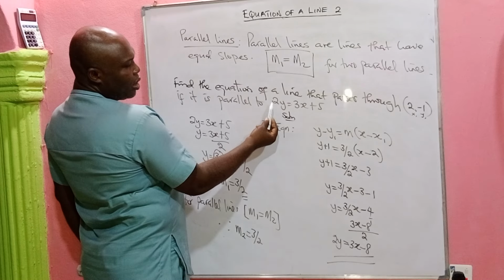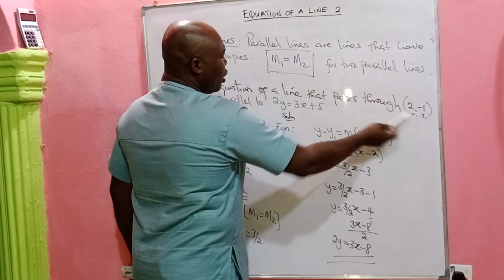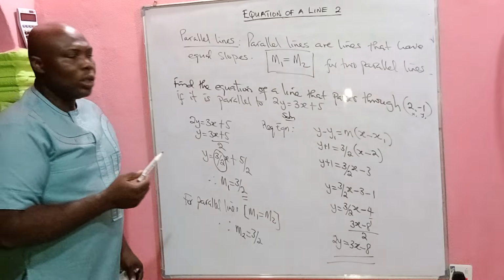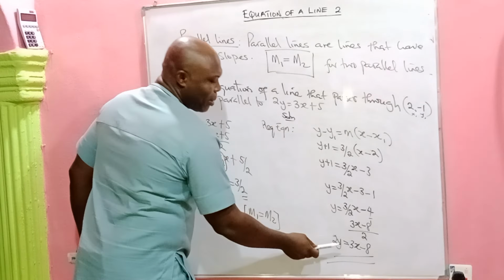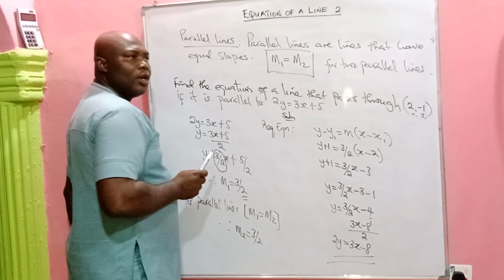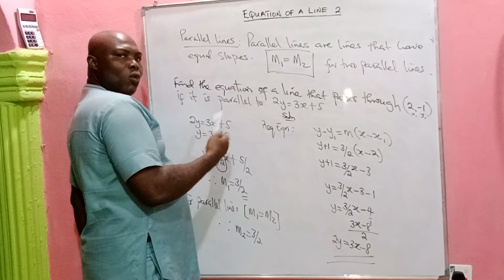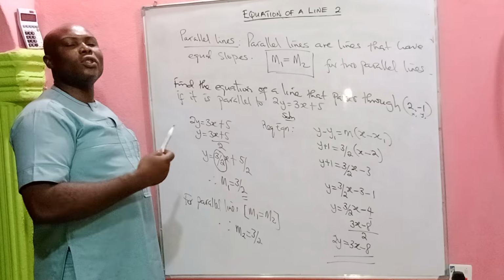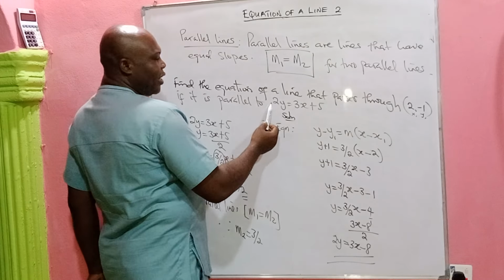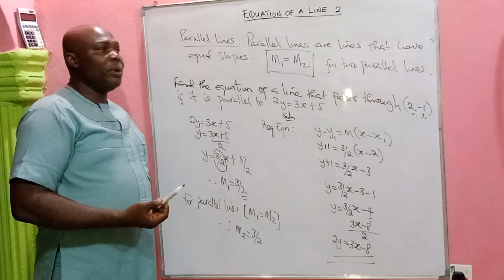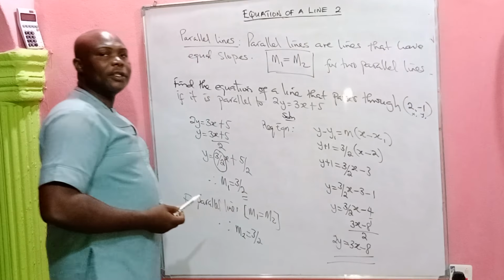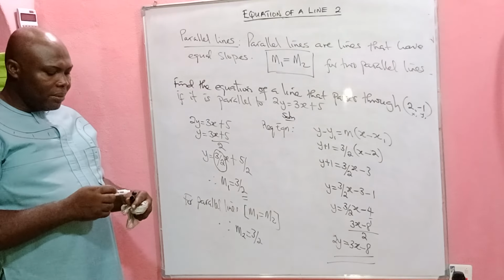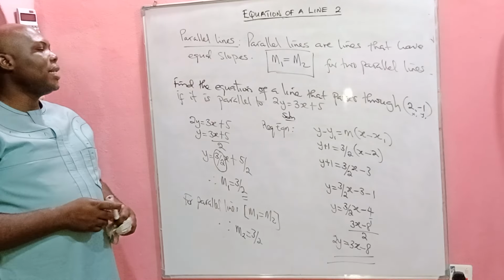You can see that it passes through this point, but it is parallel to this. So it means that this line now is parallel to this line. That's what it means. So this equation is the one they gave you. The one you're looking for is this. If you compare the two, you notice that they have the same slopes. And of course, the slope is 3 over 2, even though the two lines are different lines. So that is how we handle problems that involve parallel lines.